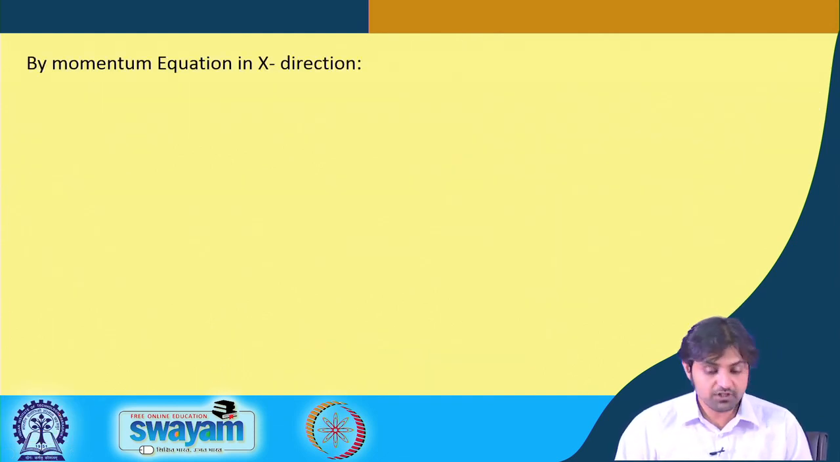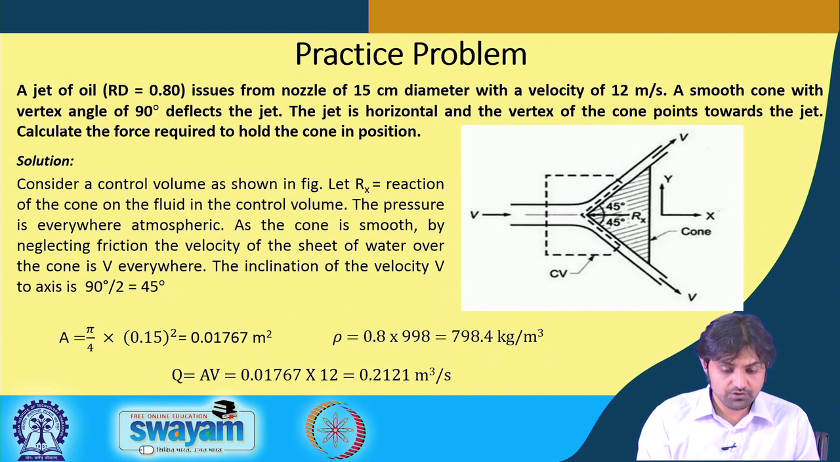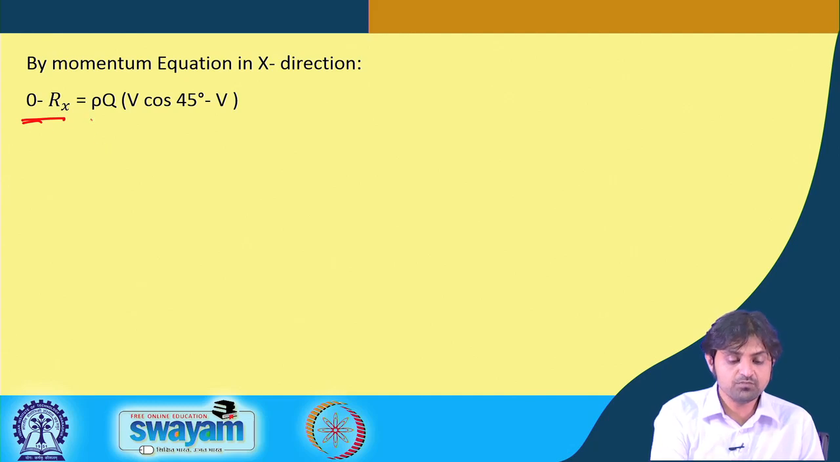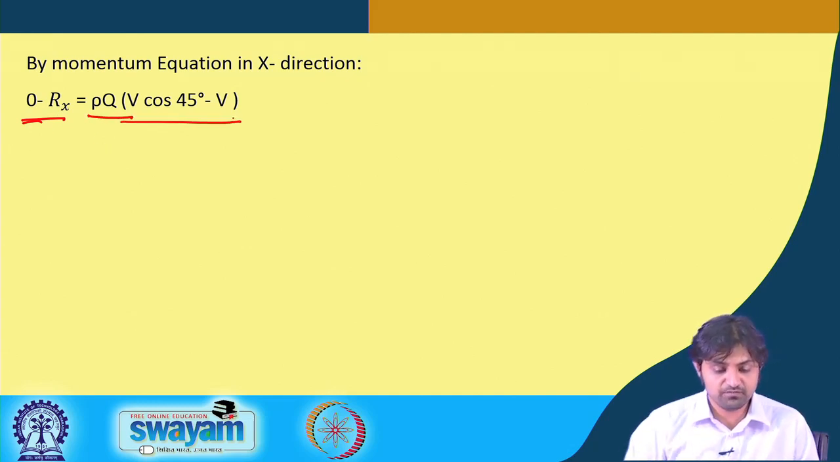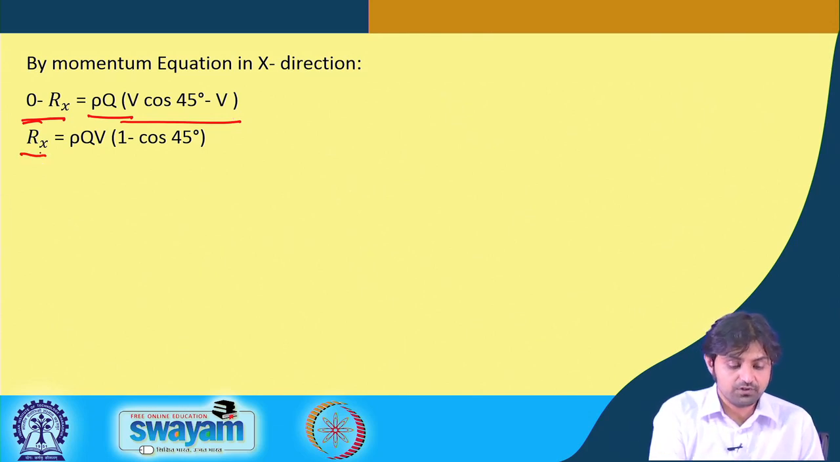So by the momentum equation in the x direction, if the reaction force here is Rx, then 0 minus Rx is the change in momentum. And what is the change in momentum? It is rho q times v cos 45 minus v, or v can come out, so Rx is equal to rho qv into 1 minus cos 45.